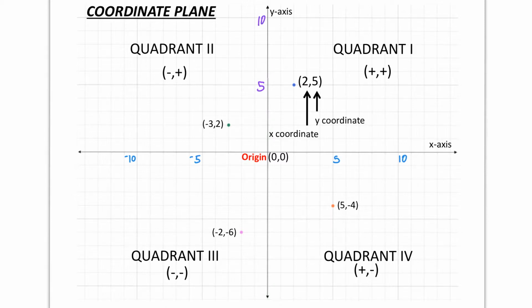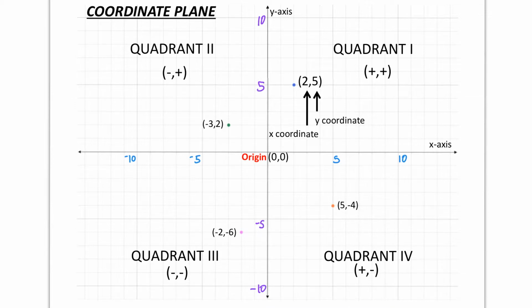When you go down from the origin, you have the negative numbers: negative 1, negative 2, negative 3, negative 4, negative 5. So I have the negative 5 right here. And you can go all the way to negative 10: negative 6, negative 7, negative 8, negative 9. Negative 10 is right here. Those numbers will tell us how to move on the coordinate plane to plot a point.